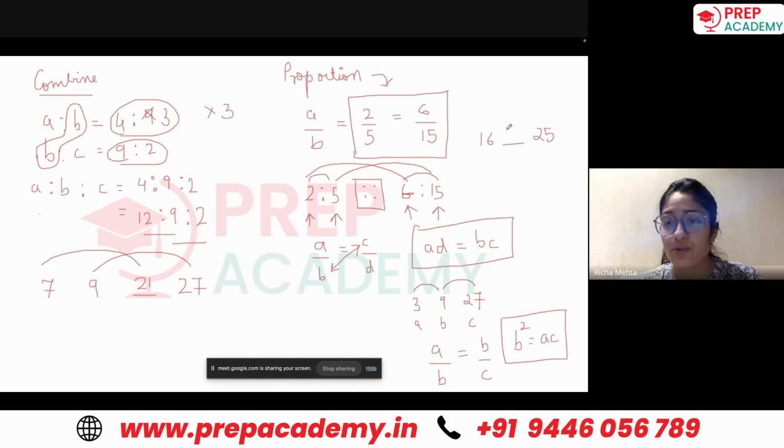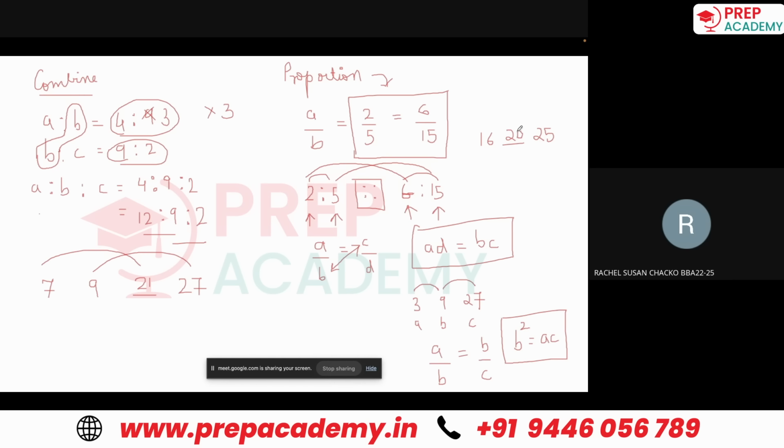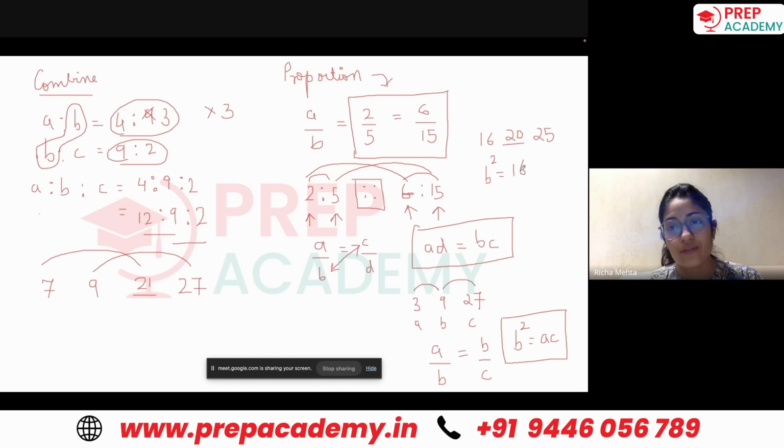So how did you find 20 is correct? How did you find it? I multiplied 16 into 25. It gives you 400. So the square root of 400 is 20, right? Okay, but you could have done it otherwise also, no? B square is 16 into 25, correct? Can you see both of these themselves are perfect squares? So if you directly take their root individually also, you will still get the value of B as 20.